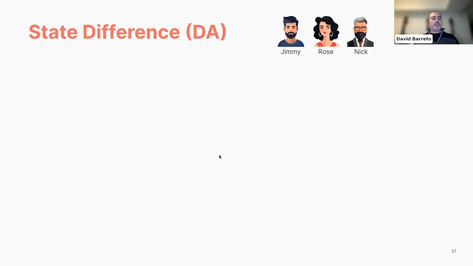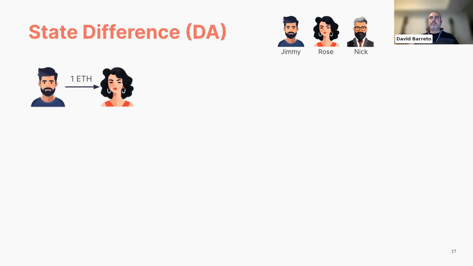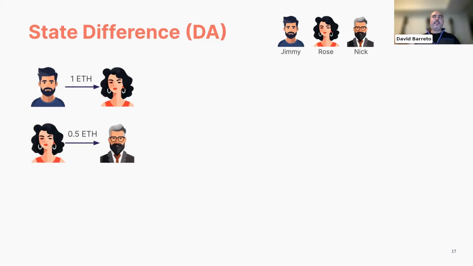So what exactly do we send as data availability to layer 1? I mentioned the state diff, but what does it look like in practice? So imagine we have 3 people here, like Jimmy, Rose, and Nick. Imagine that Jimmy sends 1 ETH to Rose, and then Rose sends half an ETH to Nick. So what we send as data availability, let's say these are all the transactions that are part of a single validity proof, will be the changes, right? Not the new balance, just the changes. So in this case, Jimmy has 1 less ETH, Rose has half an ETH more, and Nick has half an ETH more. So that is what's sent to layer 1 to the memory pages smart contract.